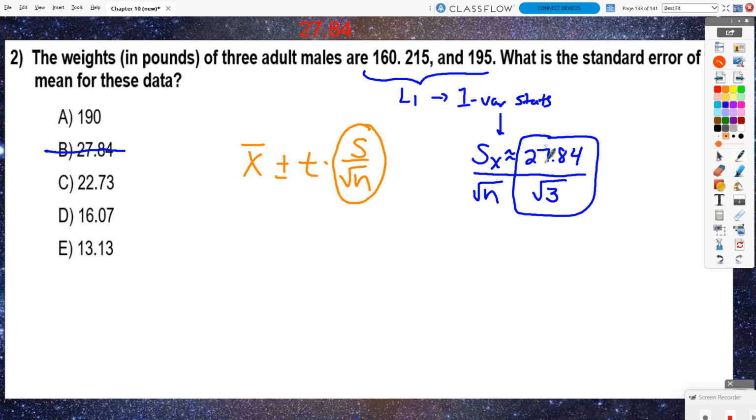Then that is truly the standard error. That's how much a quote-unquote standard deviation is worth to this particular problem. And in the end, whenever I divide that out, I would get 16.07 as the standard error. Now, if the problem asked, what is the margin of error? Well, then we would have to take that 16.07 and then multiply it by the t critical value, and then that would give us the margin of error.